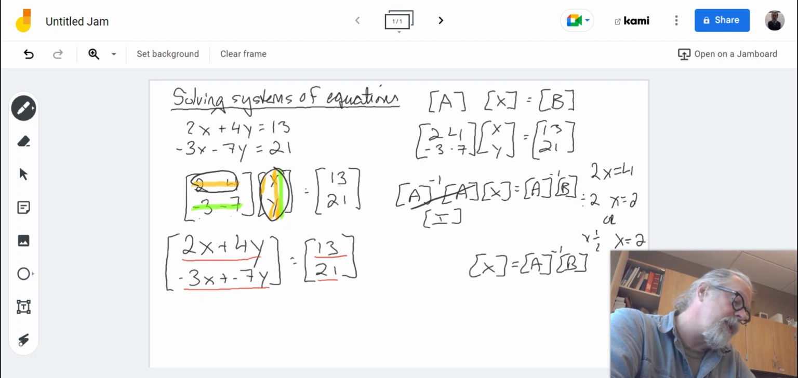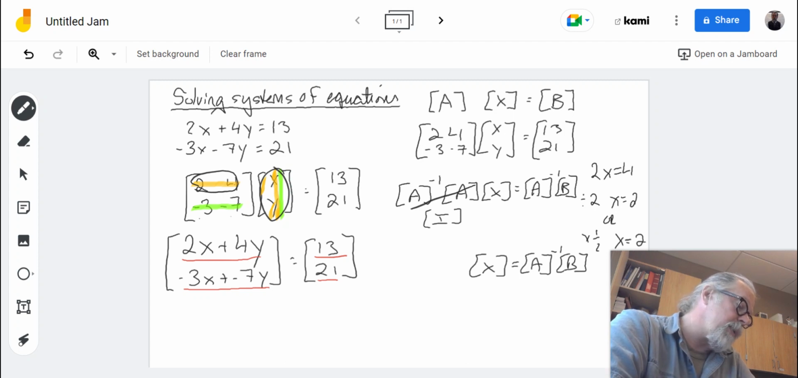If I go to matrix, which is a button on any graphing calculator, and I'm going to go over to edit, and I am going to enter matrix A, a 2 by 2 matrix, and I'm going to put in the numbers that I have in my original matrix: 2, 4, negative 3, negative 7. Just check myself. Yep. And then I'm going to go to matrix B, and I'm going to edit it, and it will be a 2 by 1 matrix, 2 rows by 1 column. And I have a 13 and a 21.